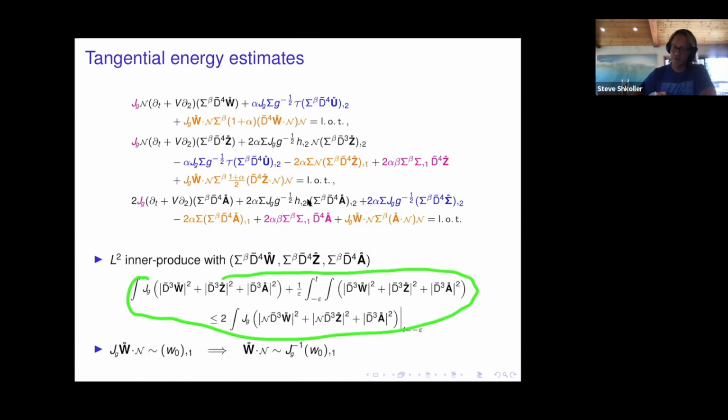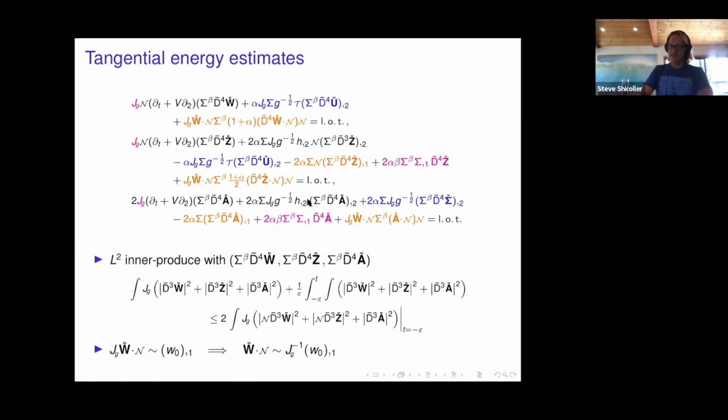And once you have this energy inequality, which gives you tangential derivatives on all variables, and then elliptic estimates give you the normal derivatives on A and Z, you can get pointwise information on this variable by using this basic identity. It's telling you that the Eulerian normal derivative is scaling exactly like 1 over the Jacobian determinant, which we have precise information on.